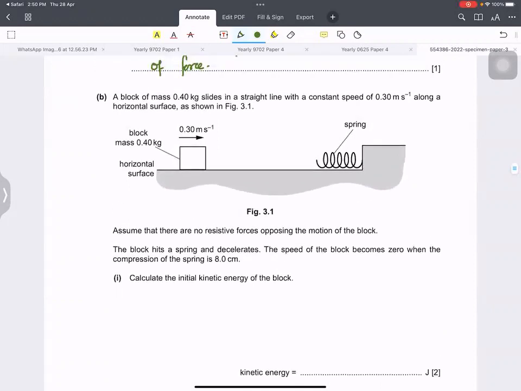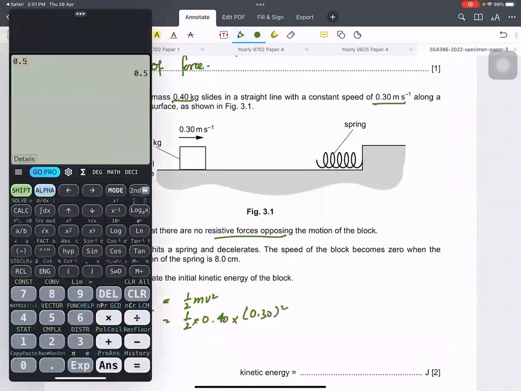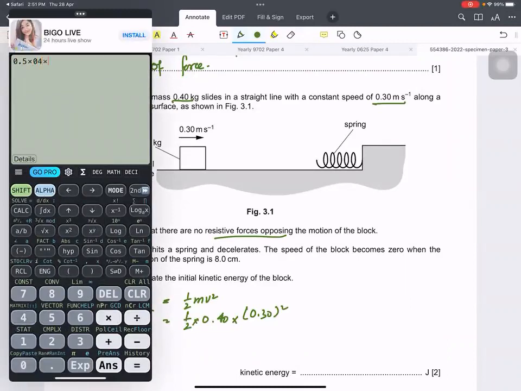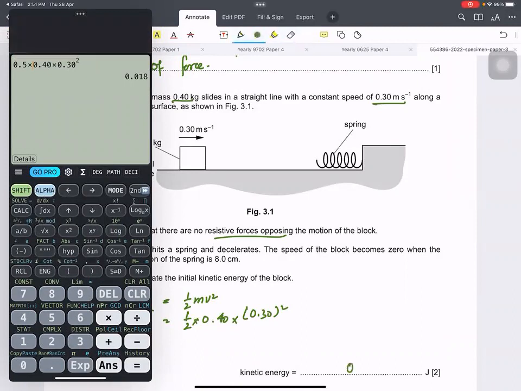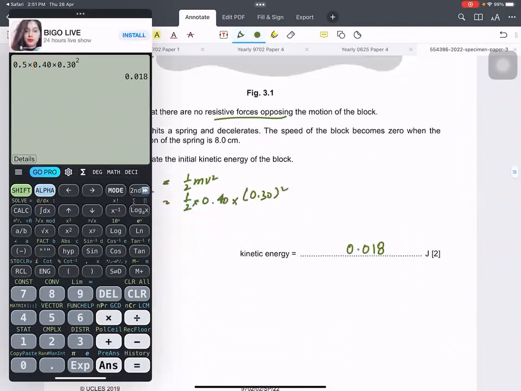Now it says calculate the initial energy of the block. So this is the mass, constant speed, no resistive force. So we can use half m v squared, with 0.30 whole squared, and 0.5. So this is 0.018 joules. Okay, that's pretty good.